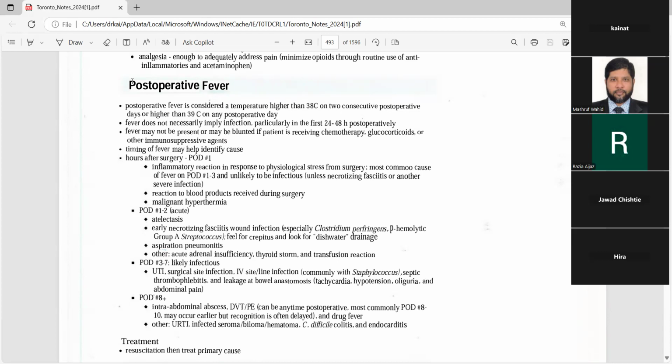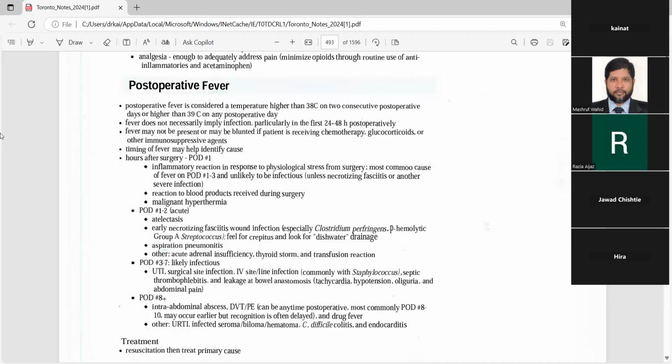Like asking for fever, how you are going to approach this case. If it's an early fever or if it's a delayed fever, in that case the symptoms and signs are different and the diagnosis is different as well. Post-operative fever is considered as a temperature higher than 38 on 2 consecutive post-operative days. Fever does not necessarily imply infection, particularly in the first 24 to 48 hours post-operatively.